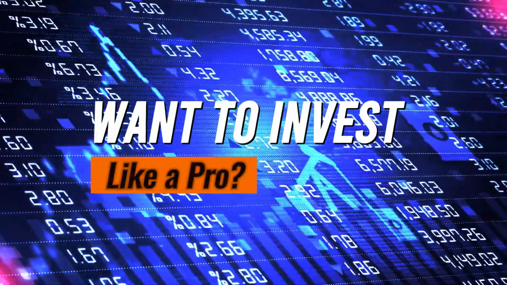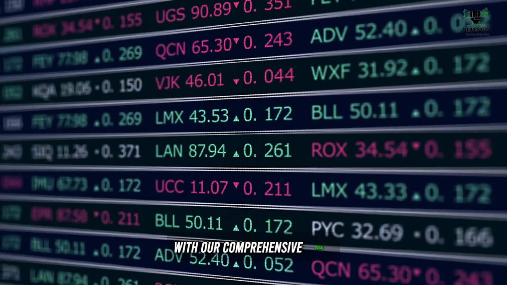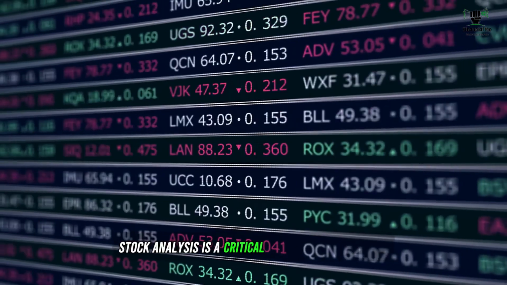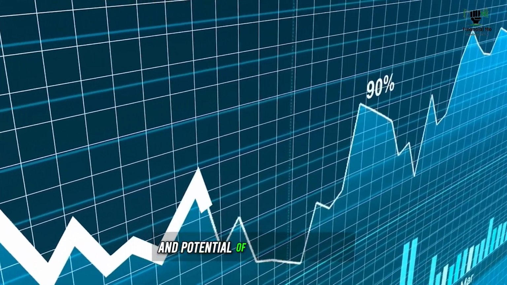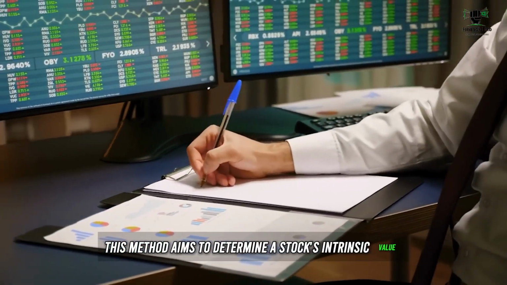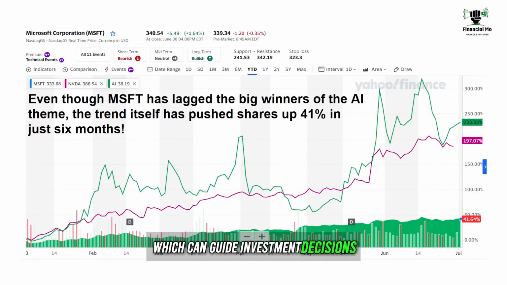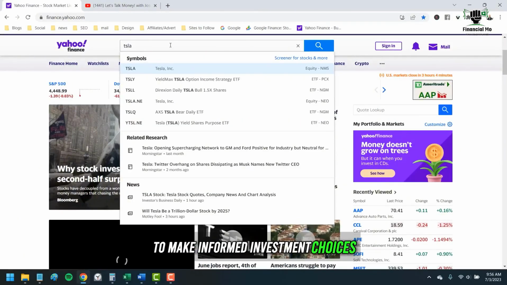Want to invest like a pro? Unlock the secrets to smart investing with our comprehensive guide. Stock analysis is a critical skill for any investor seeking to understand the value and potential of a company's stock. This method aims to determine a stock's intrinsic value, which can guide investment decisions. Dive in and discover how to conduct basic fundamental analysis to make informed investment choices.